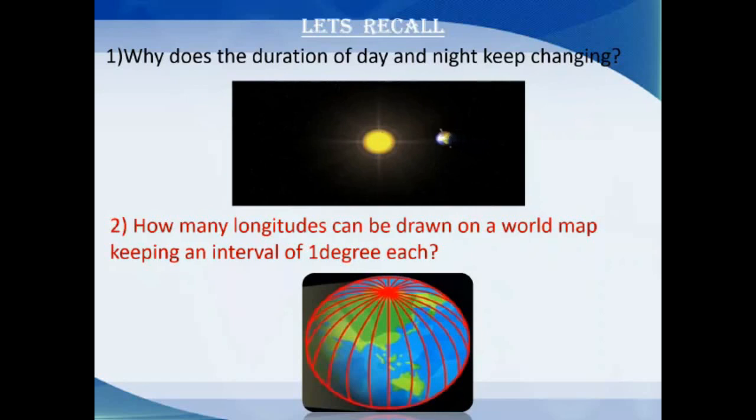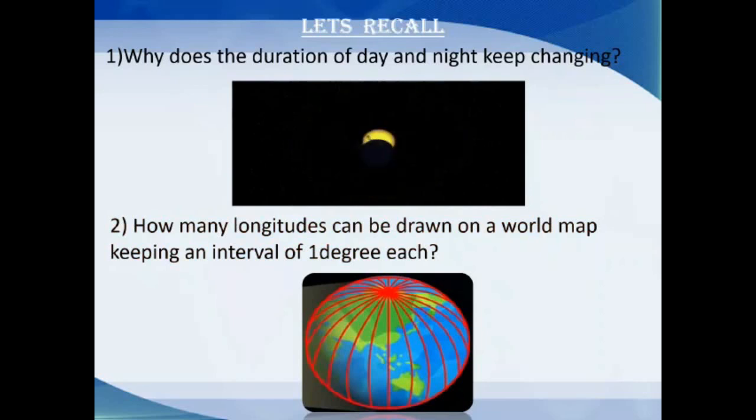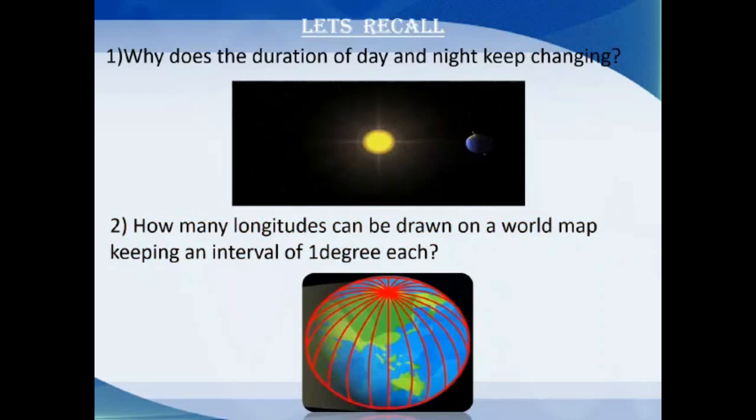and also due to the revolution path around the sun. Next, how many longitudes can be drawn on a world map keeping an interval of 1 degree each? The answer for this question is 360 longitudes can be drawn on a world map keeping an interval of 1 degree each.